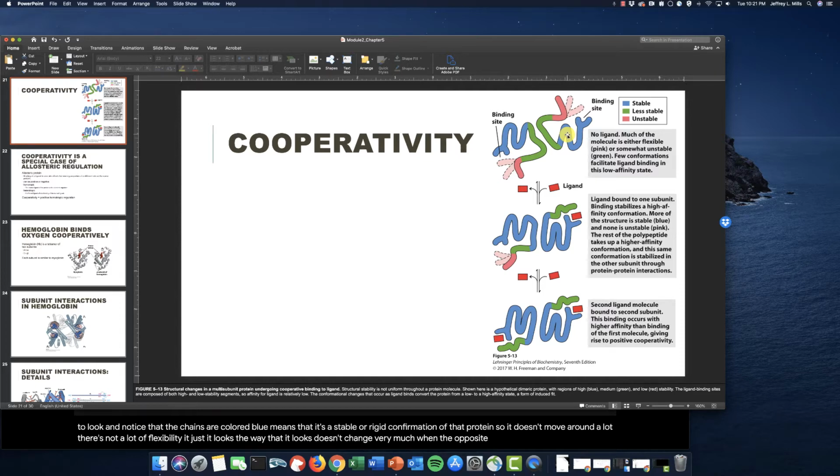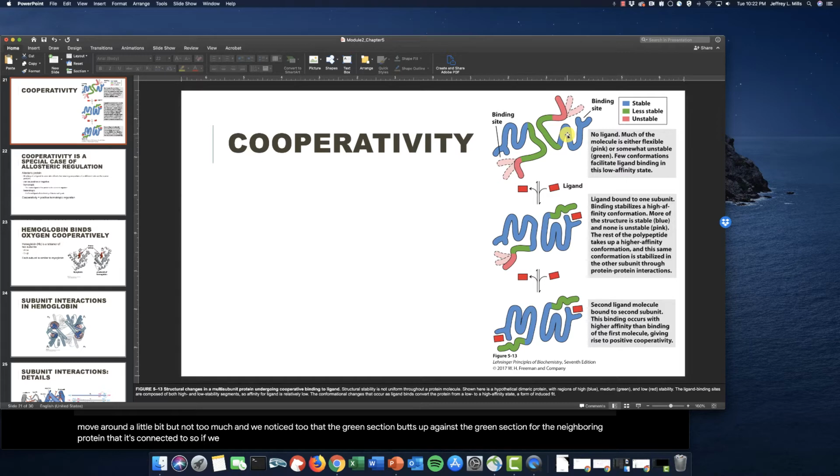On the opposite end of the spectrum, we have red, which is totally unstable. It's very flexible. If you were to look at this tail in solution, you would see that the red part flops around a lot. And then in the middle, you have this green linker section. The green section has a little bit of flexibility and a little bit of rigidity. So it can move around a little bit, but not too much. And we notice too that the green section butts up against the green section of the neighboring protein that it's connected to.